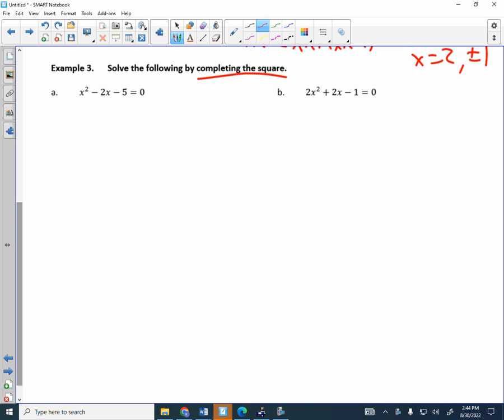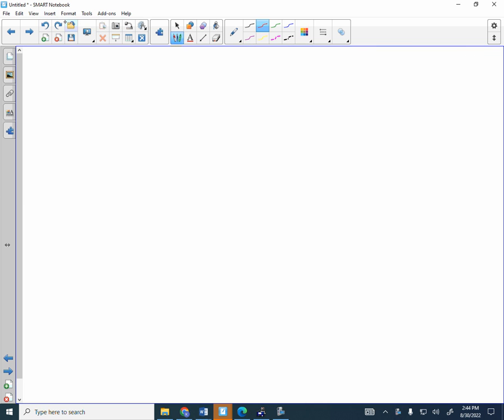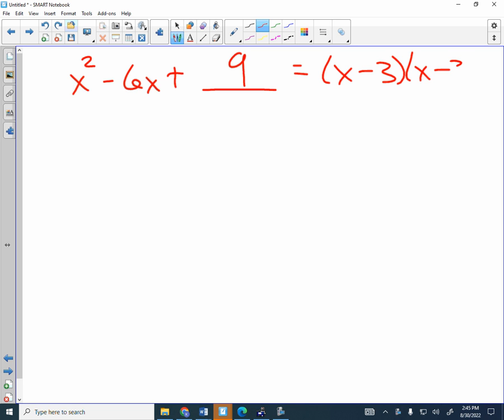Sounds like we first need to see what a perfect square is. Okay, x squared minus 6x plus something. What number would go there to complete the square? 9. Because that factors to x minus 3 times x minus 3. See how that is a perfect square? Let's try another one. x squared plus 14x plus, anybody know what goes there? 49.